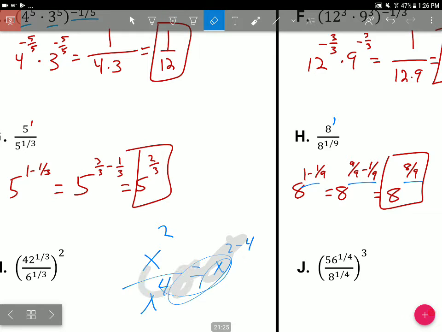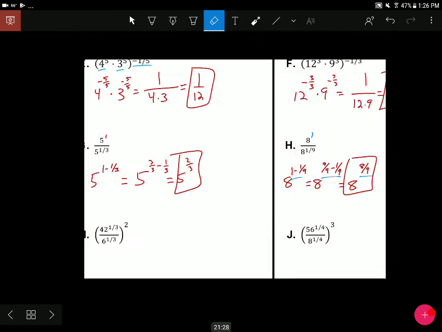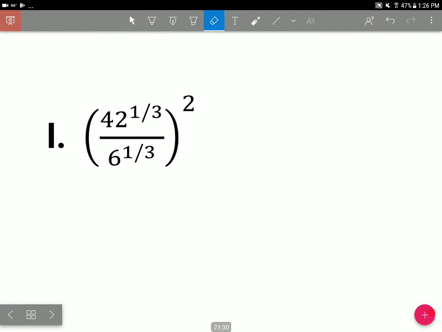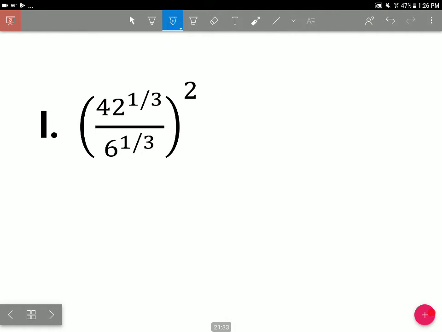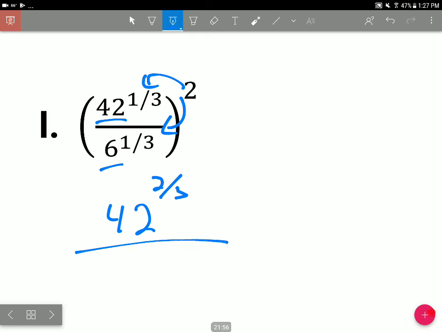Erase. All right, letter I. Okay, cool. We actually kind of already did one like this. Those are different bases, so can we combine them? No, but what can we do to the two? Distribute it. Technically it's not called distributing, but we can multiply all of the exponents by 2. So that's 4 to the what? 2/3. Divided by, and that's a 3, believe it or not. 6 to the 2/3. Good, you're done.